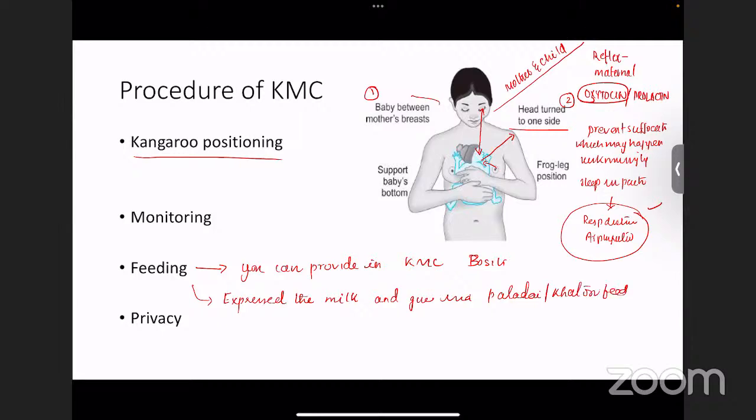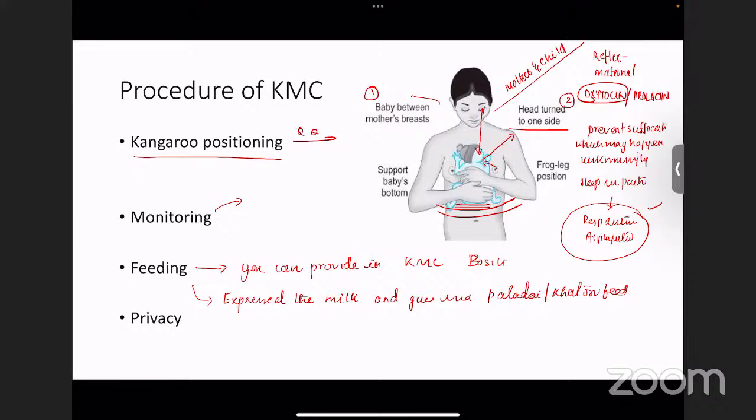Then, in this positioning, you have to support the bottom as in the picture. Sometimes we use a strap like this, which will support the bottom. It is a frog-leg position. So the baby must be between the mother's chest, with the head turned towards one side. The baby's bottom should be supported, either by the mother herself with her hand, or else a strap can be used, and the baby's leg and hip should be in the frog leg position. This is the typical kangaroo positioning, which is an important question, and in Viva they can ask.